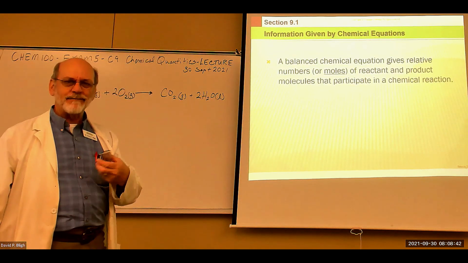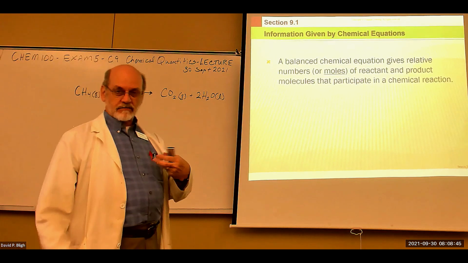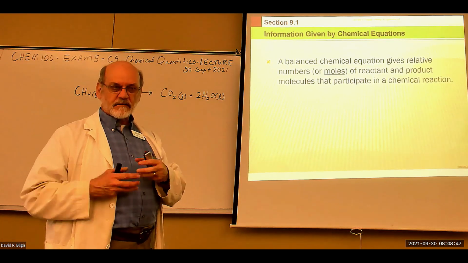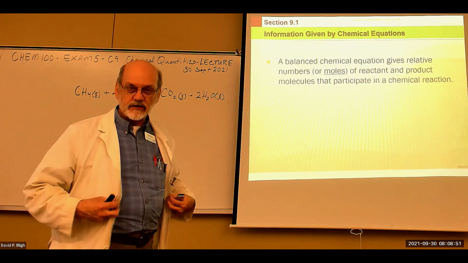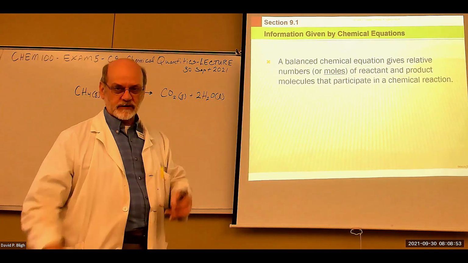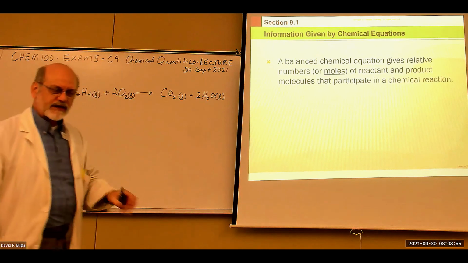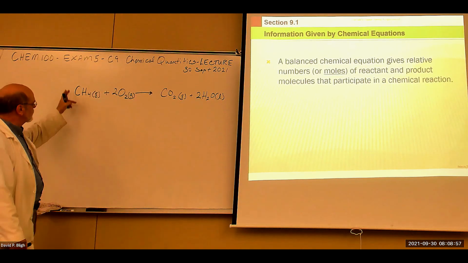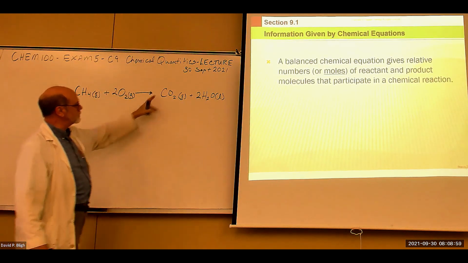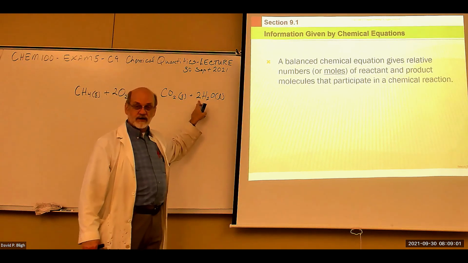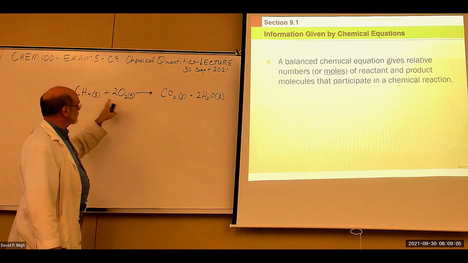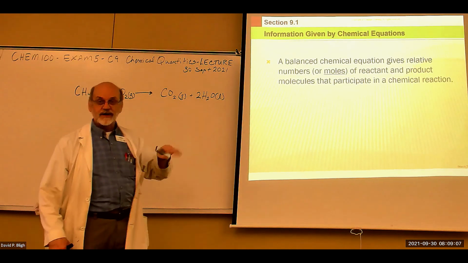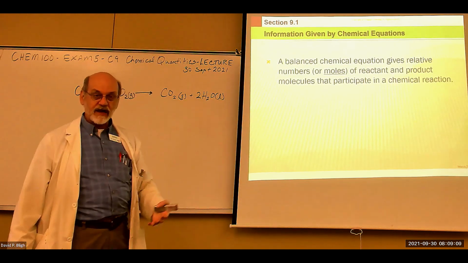Now that's more useful because when you have that many molecules together in one place, you've usually got enough of them that you can weigh them if you need to, or you can do other calculations with them. But the point is that the ratios here, these coefficients, 1, 2, 1, and 2, tell us the ratio of each of these reactants and products to one another in that chemical reaction.